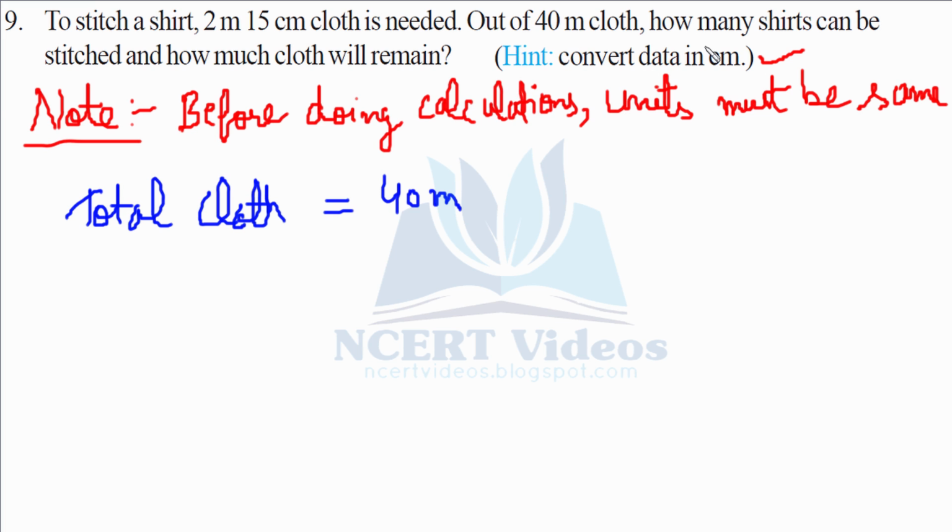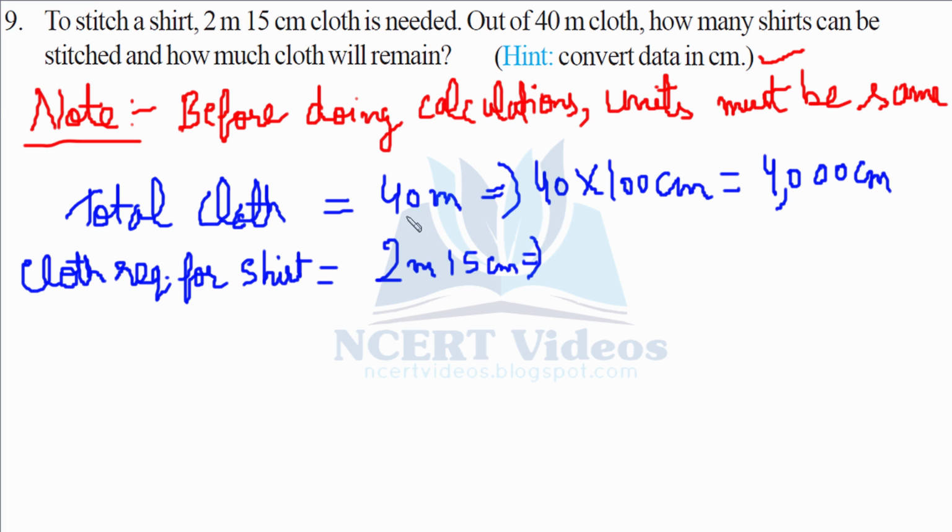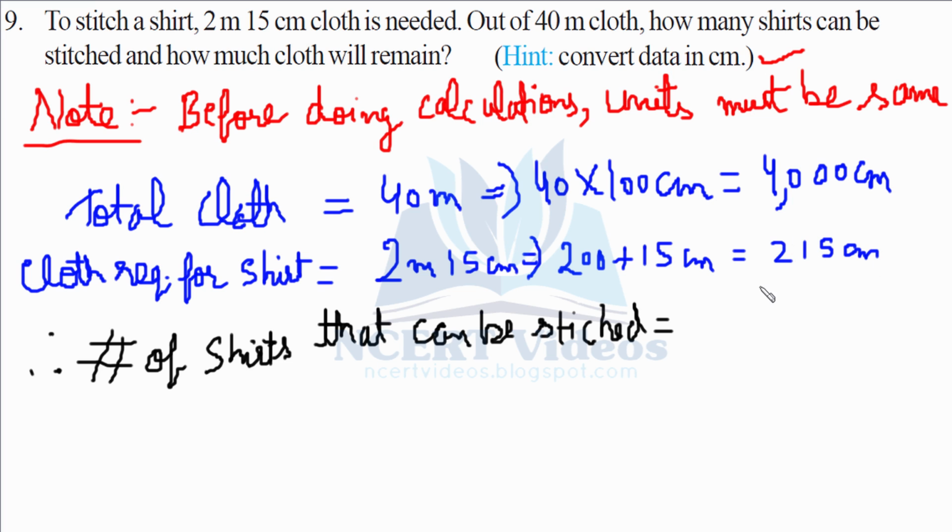So total cloth the person had is 40 meters. So 40 into 100. Why 100? Because 1 meter equals 100 centimeter. Therefore 40 meter would be equal to 4,000 centimeter. Similarly, cloth required for a shirt, that would be 2 meter 15 centimeter, and converting it into centimeter gives you 215. 200 plus 15 centimeter, that gives you 215 centimeter. Now it is simply a division problem. When we will divide both the numbers, we will have the number of shirts that can be stitched, that is 4,000 over 215.